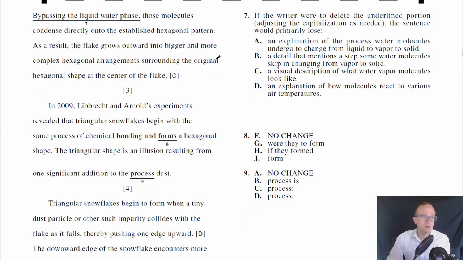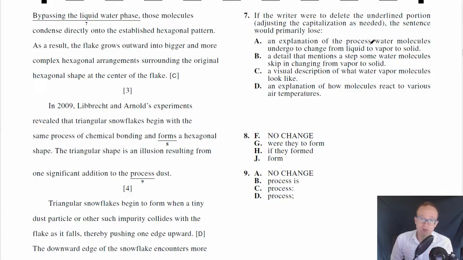I didn't skip anything. Okay, bypassing the liquid water phase, these molecules condense directly onto the established hexagonal pattern. So, okay, here's the first thing where we actually have to read the prompt and figure out what's going on. If the writer were to delete the underlined portion, adjusting the capitalization as needed, in other words, it starts with the capital "Those," the sentence would primarily lose... Okay, so what does this piece of the sentence do? Bypassing the water phase. So it says that the molecules skip a part of the normal transition for freezing. So let's see which best matches that.